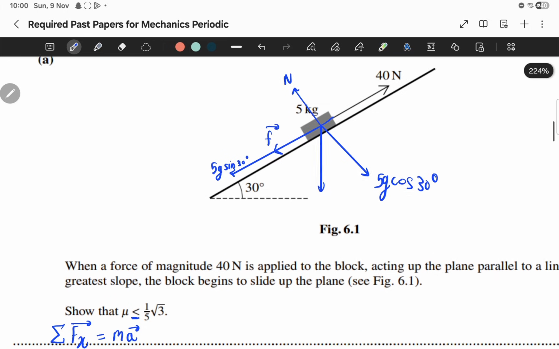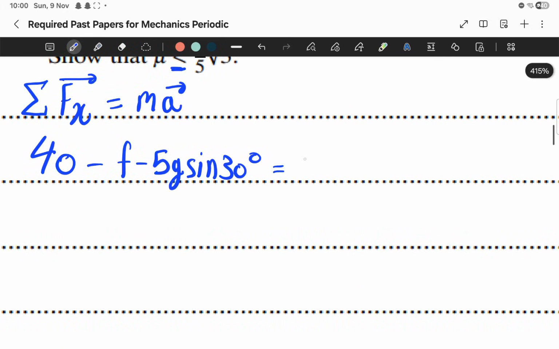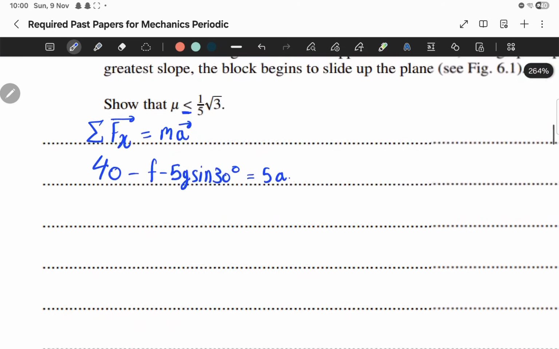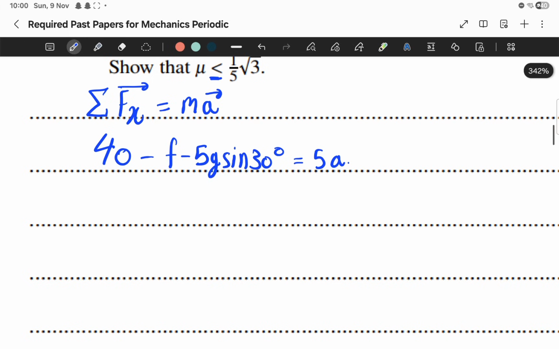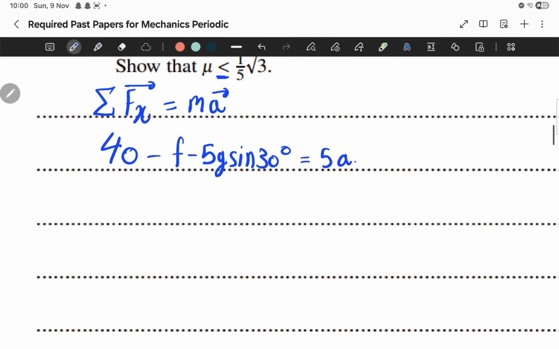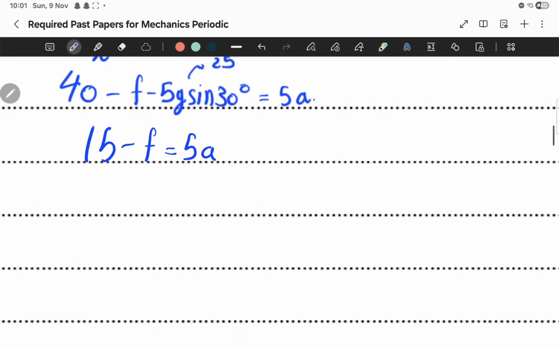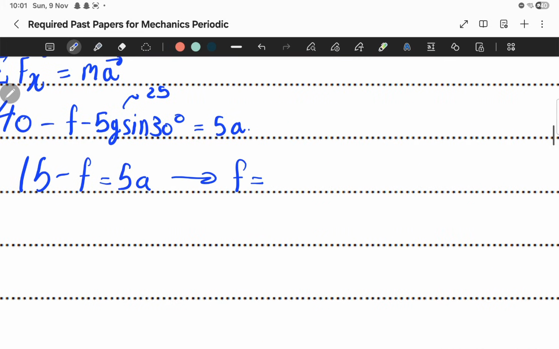We're done here. So this is equal to, m is 5, so 5a. What we can do here is rearrange this equation. So this is 50 sine 30, and 50 sine 30 is 25. Now, 40 minus 25, do it on your calculator, is 15. So 15 minus f is equal to 5a. That implies that f is equal to 15 minus 5a.